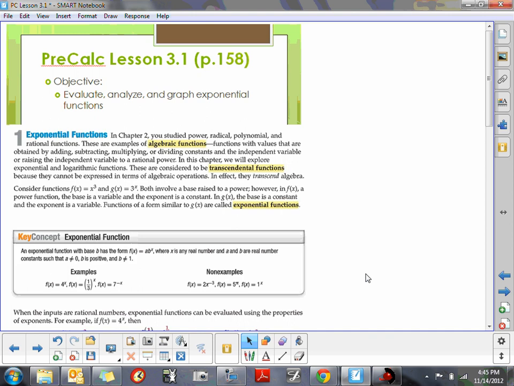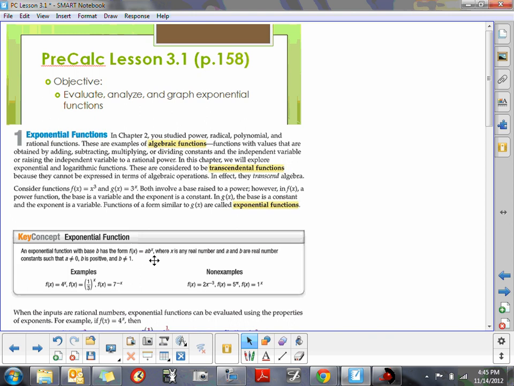In the first objective, a little bit of the history here, or a little lesson that they have. We've studied in Chapter 2 algebraic functions. Those could be obtained by adding, subtracting, multiplying, and dividing. In this chapter, we're going to be looking at exponential and logarithmic functions, and they're called transcendental functions because they can't be expressed in terms of the algebraic operations of addition, subtraction, multiplication, division. So in effect, they transcend algebra. They go beyond what we've already learned about algebra.